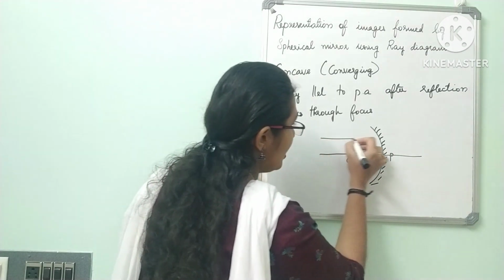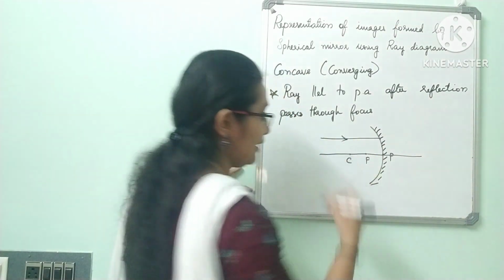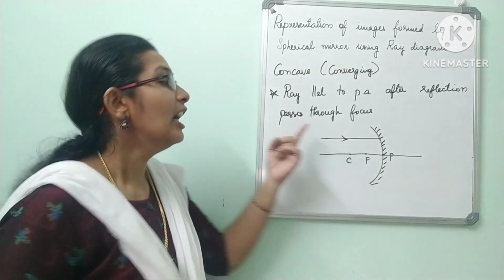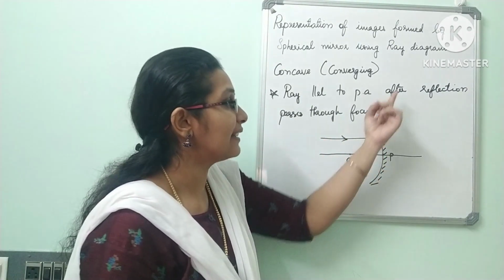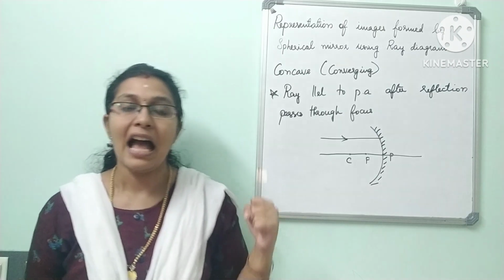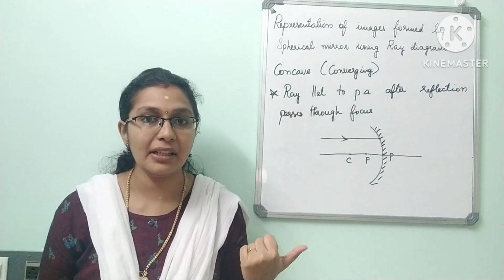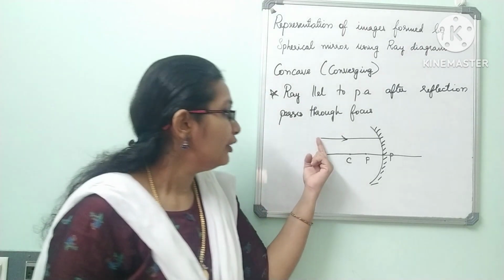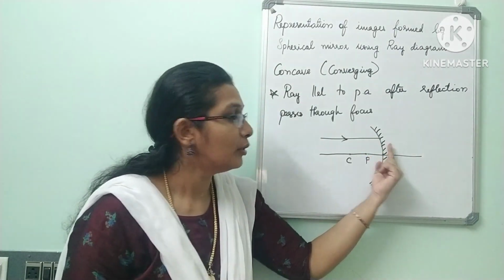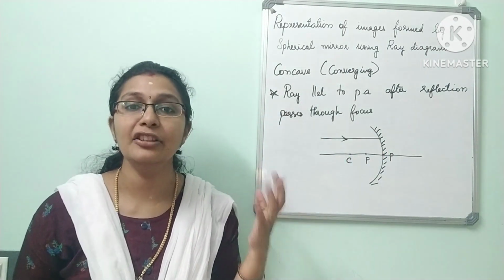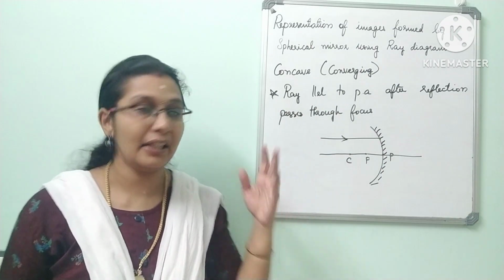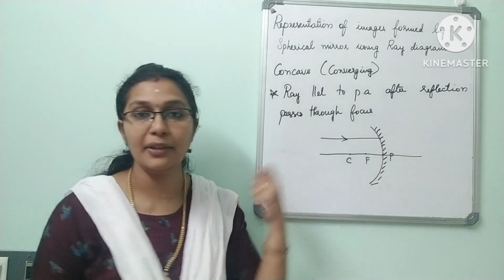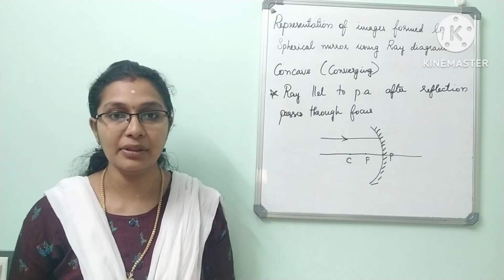So I am going to draw a ray parallel to the principal axis. Correct? This is how we draw it. A ray parallel to the principal axis after reflection. When does reflection occur? When it touches the mirror, right? So you have to touch the ray to the mirror. Only then you have to draw the reflected ray. You are clear? Without touching the mirror, if you draw a reflected ray, the diagram is wrong.